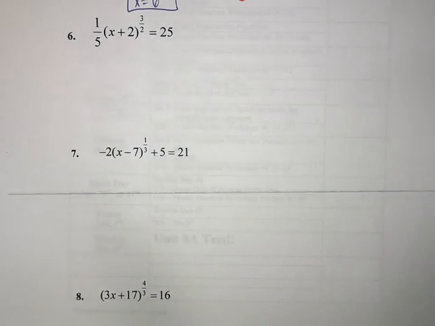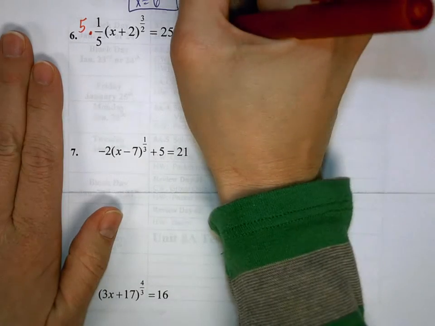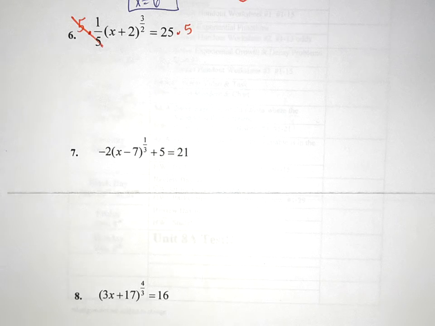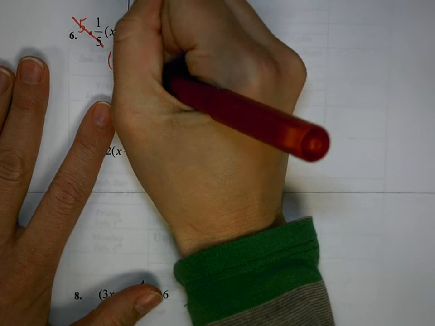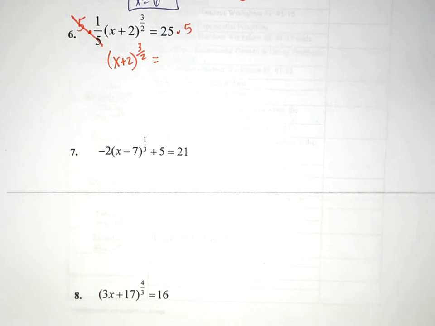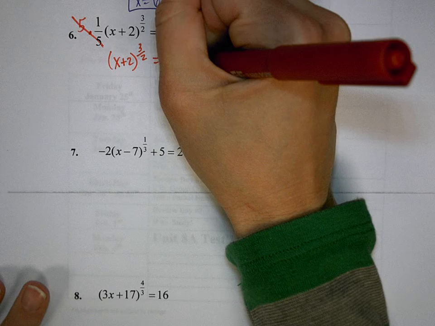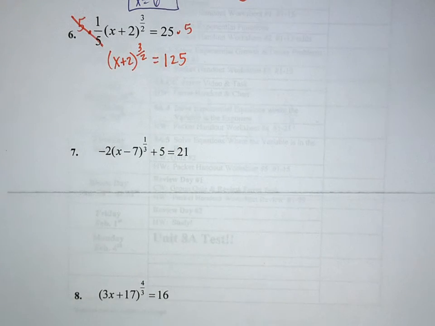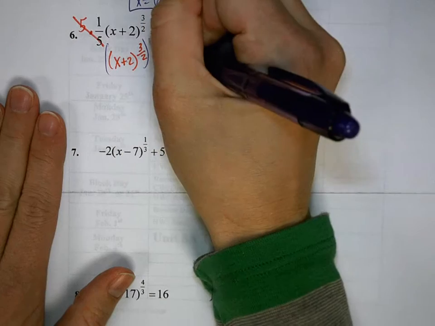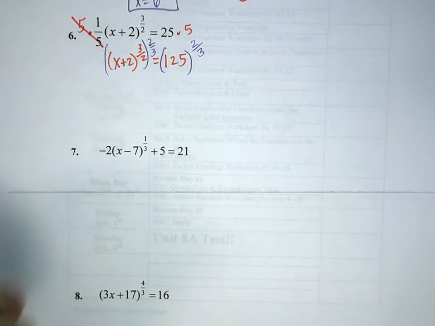Very good. Multiply by 5 in order to get rid of that 1/5. Whatever we do to one side, we have to do to the other side. So we're multiplying both sides by 5. That cancels those 5s out. We have x plus 2 raised to the 3/2 power equals, and 125 times 5 is, I just said the answer, 625. How do I get rid of the 3/2? Reciprocal, which is 2/3.